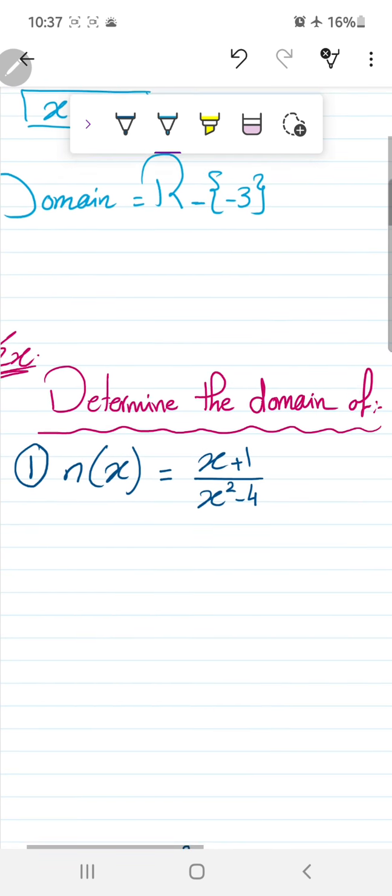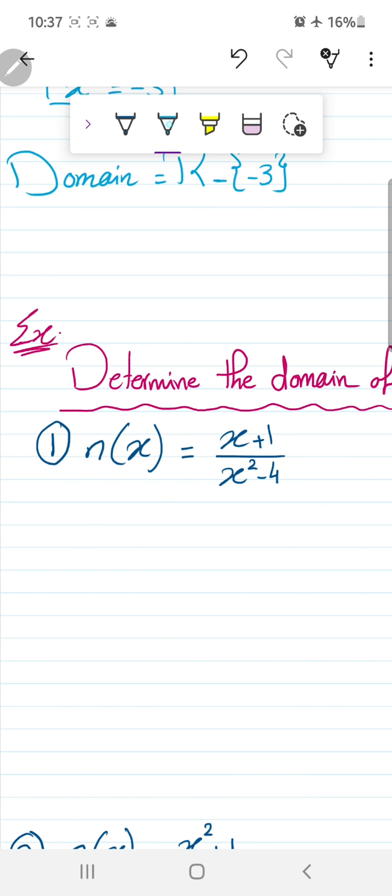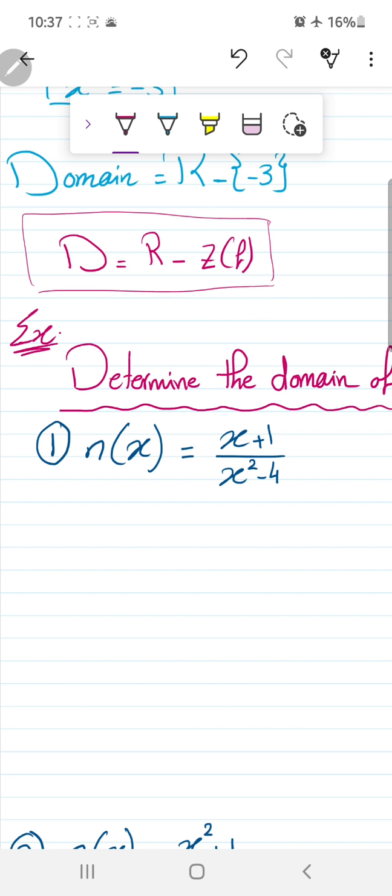Okay, let's take some examples. Determine the domain of the following. Number 1, n of x equals x plus 1 over x power 2 minus 4. As we said, the domain of any function equals R minus the set of zeros of this function. How to get the set of zeros? By putting the denominator equals 0.